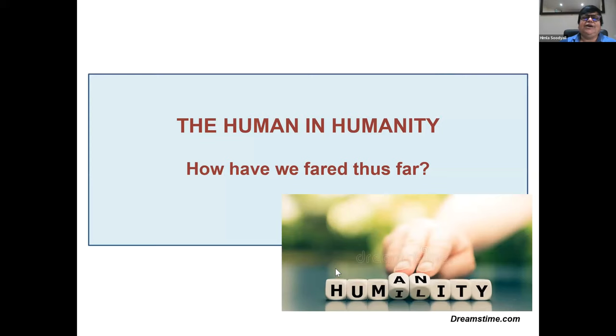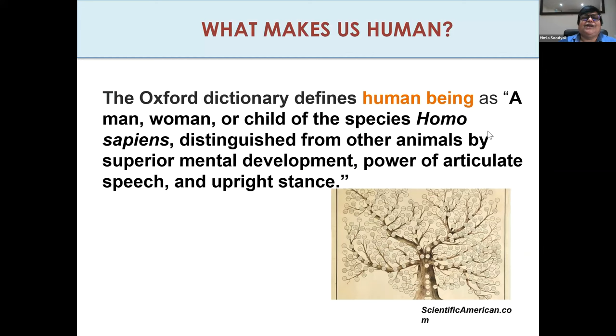And you know, asking the question, how have we fared being humans with respect to humanity-related issues? I mean, the Oxford Dictionary defines being human as a woman, a man, or a child of the species Homo sapiens that distinguishes us from other animals by superior mental development, power of articulate speech, and upright stance. Maybe you can question whether we have the superior power, because I think sometimes animals are much more intuitive than us humans ever are.